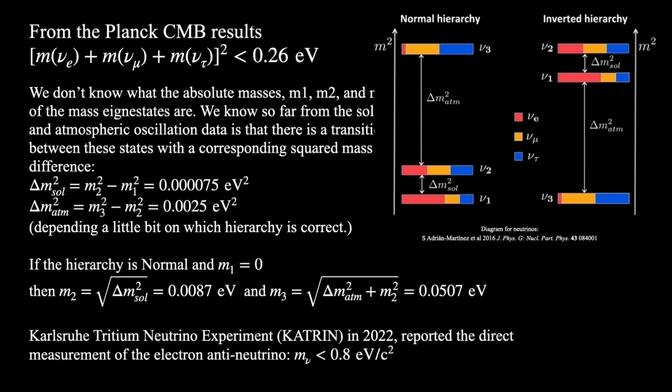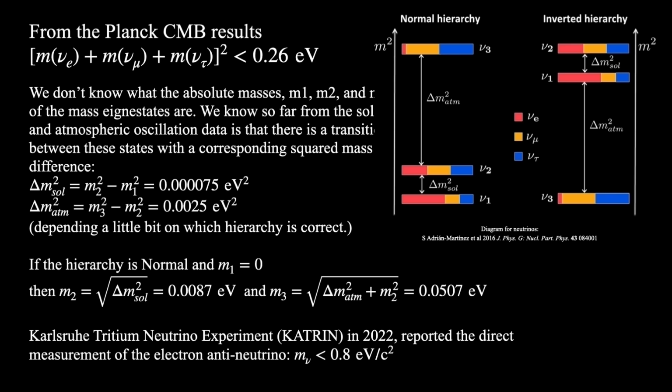We know the differences of the squares of each of the two mass states, but we don't know the individual masses for each neutrino. Instead, each mass state is made up of a combination of three flavors, as you can see illustrated. We don't know the absolute masses m1, m2, or m3 of any of these eigenstates. We just don't know. So delta m sol squared is equal to state 2 squared minus state 1 squared, and that's approximately 7.5 times 10 to the minus 5 electron volts squared.